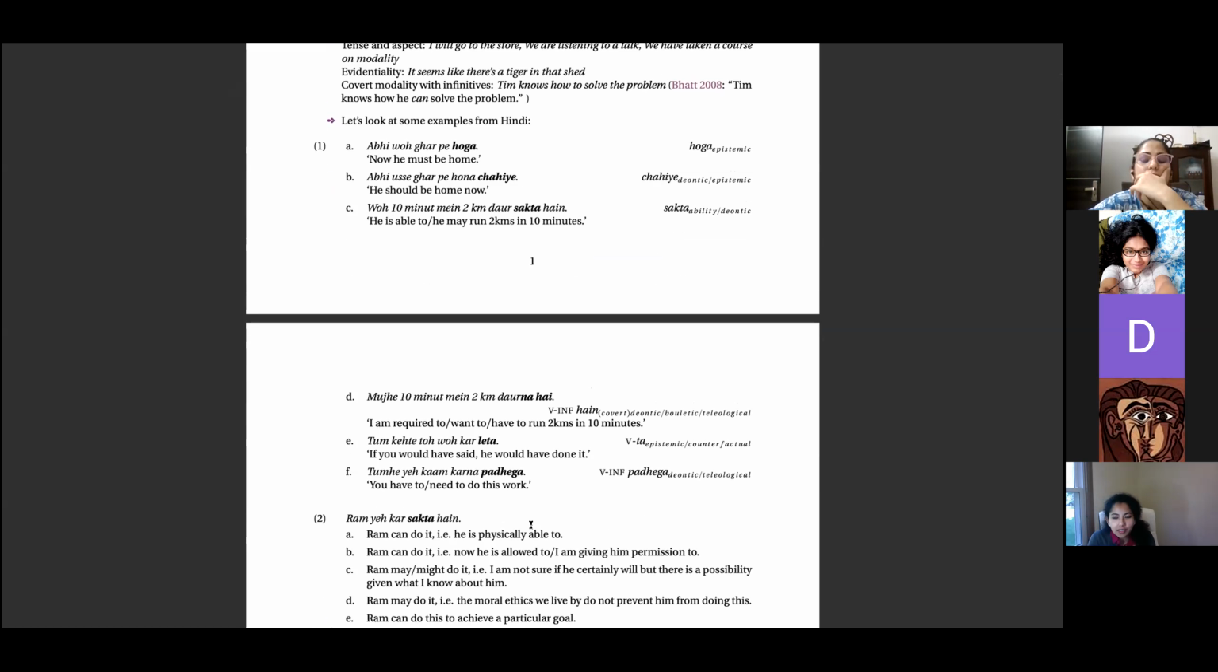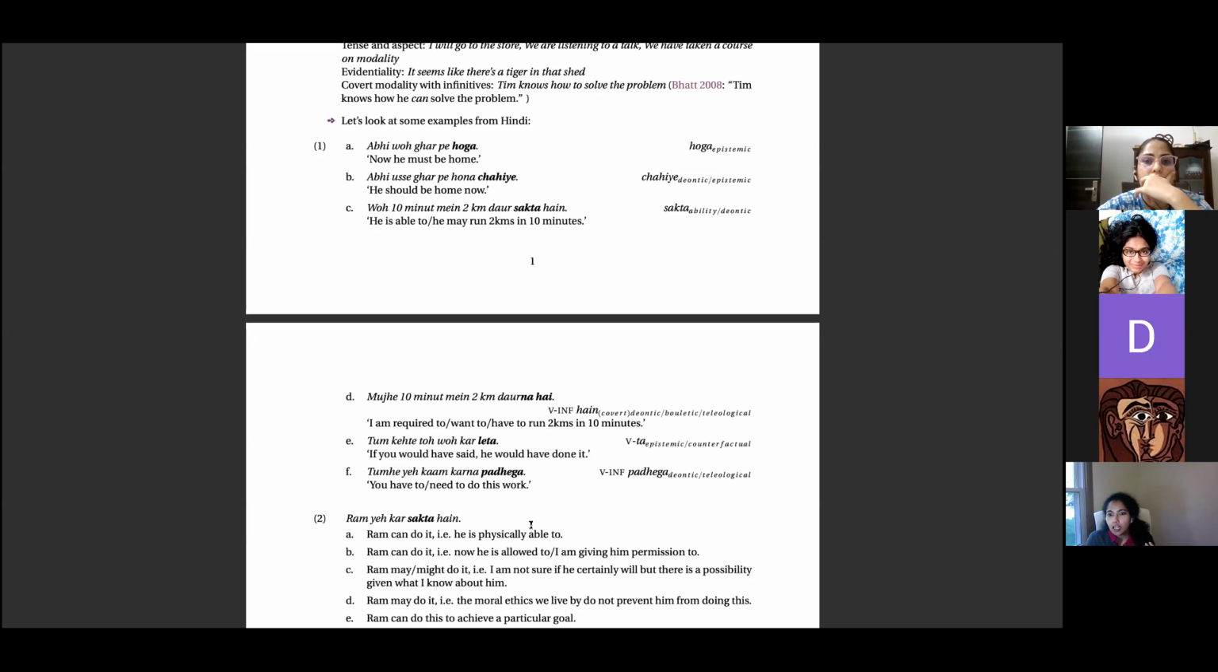So I've taken a very simple example. Ram ye kar sakta hai. Okay. So one interpretation is Ram can do it. He's physically able to. Another modal interpretation is he can do it as in now he's allowed to, I'm giving him permission to. You can also paraphrase it with the English may or might with an epistemic reading. I'm not sure if he will certainly do it, but there's a possibility given what I know about him.